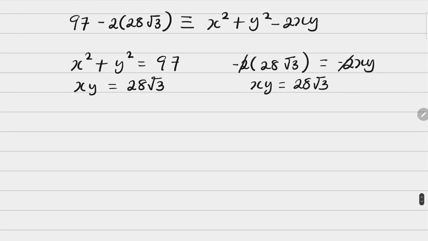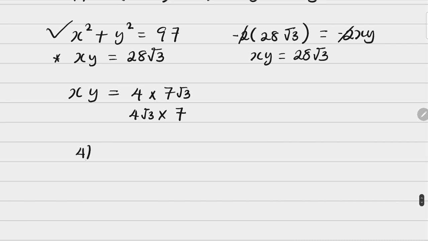Now I'll pick this one and say, xy, that is x times y. This can be seen as either 4 times 7 root 3, or it can be seen as 4 root 3 times 7. Now, which one satisfies this? Let's pick it out. Let's say we pick the first one, which is 4, squared, because it is x squared.